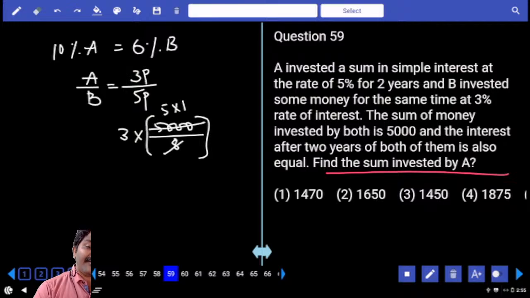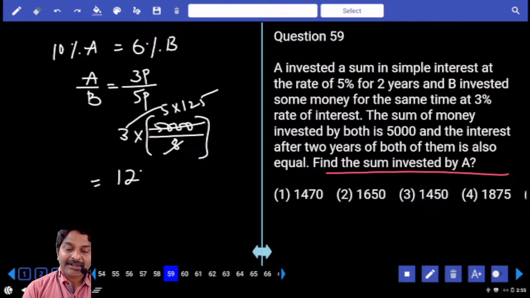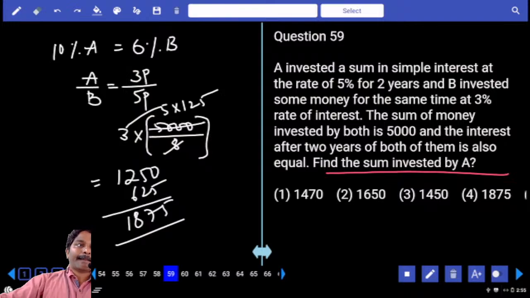Can I write it as 5 into 125? Understood? In 1000 how many 8s will be there? 125. 5000, 5 into 125. Is that fine? 3 into 5. 15 times of 125. 10 times plus 5 times. 1875.